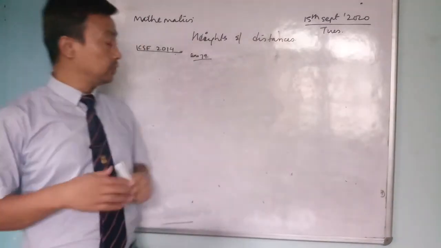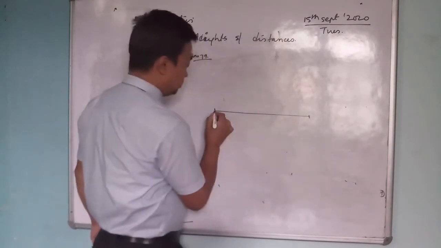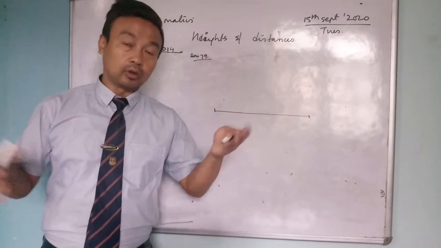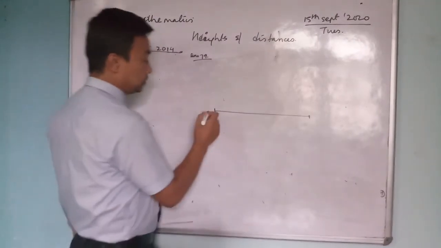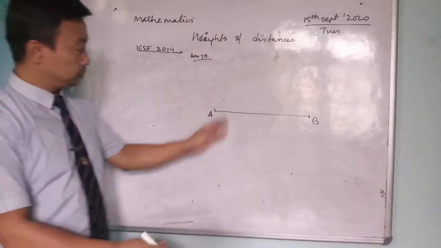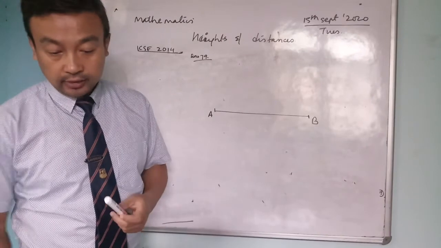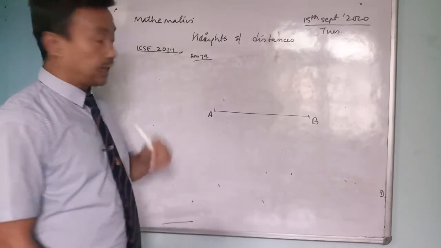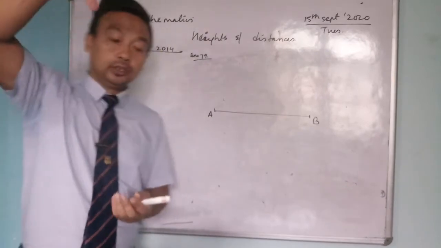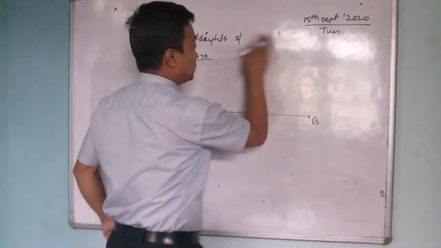Now there is a river. Let us say this is the river. It is always represented with a horizontal line or with a vertical line. So let us say AB is the width of the river. Now then there is an aeroplane. The aeroplane is flying at an altitude of 250 meter. Altitude means height. So it is flying at a height.